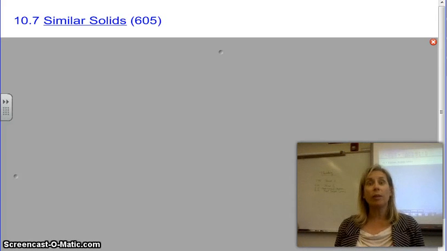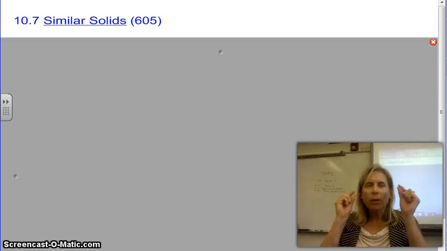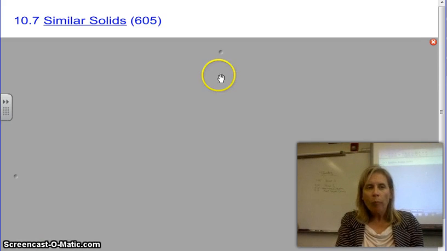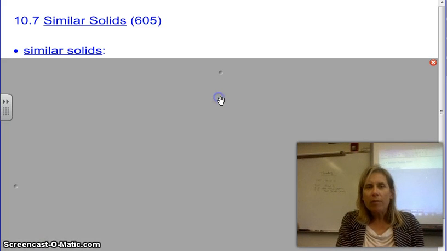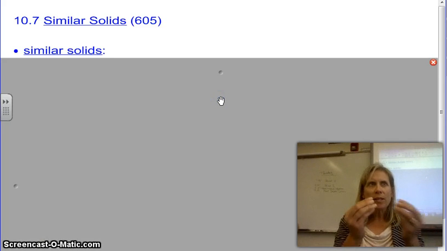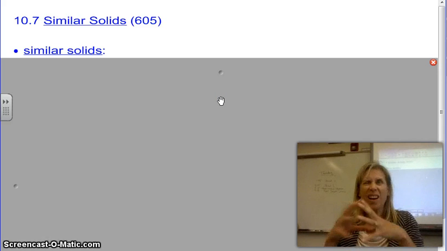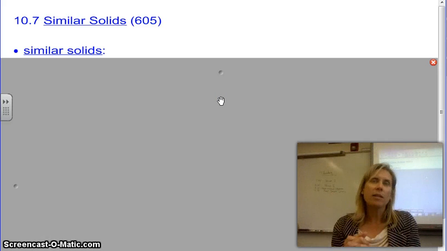We are into the last section of chapter 10, similar solids. So we're going to use something we learned with similar polygons a while back. And similar solids. If solids are similar, something is the same, but not everything is necessarily the same. I don't think that was grammatically correct, but there must be something the same.